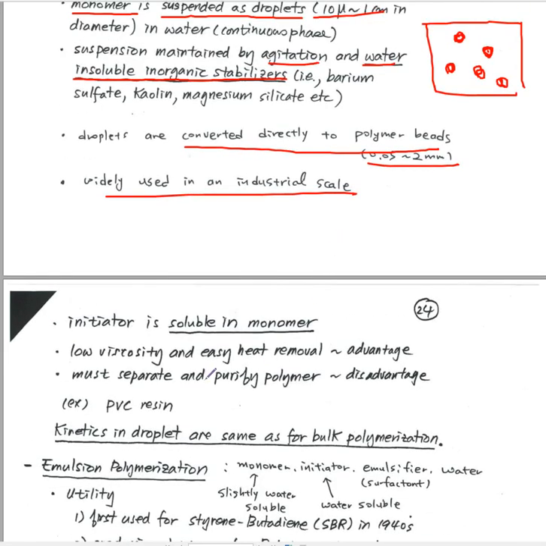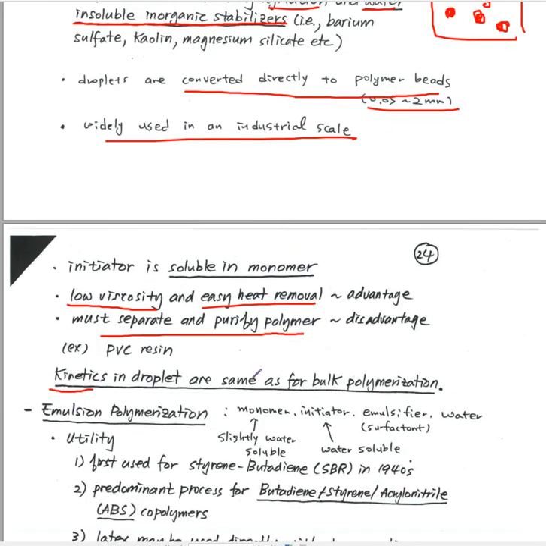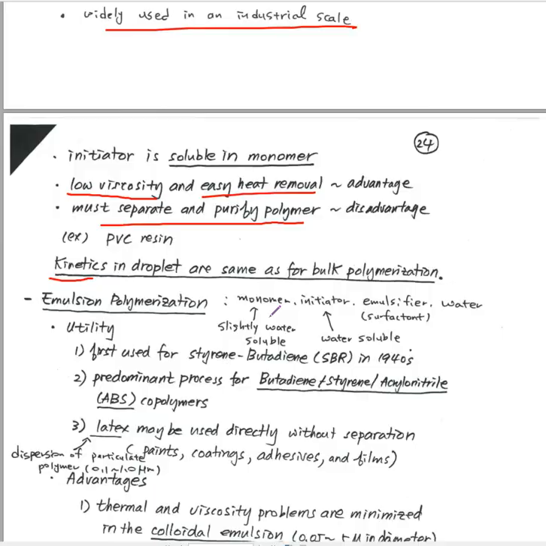If you check the general features of suspension polymerization, because we are using water as a reaction medium, we can have low viscosity and easy heat removal. But the problem is, after finishing the polymerization reaction, we need to remove the resulting polymers from water, right? We need to separate and purify polymers. And kinetics are basically the same as ordinary free radical polymerization.